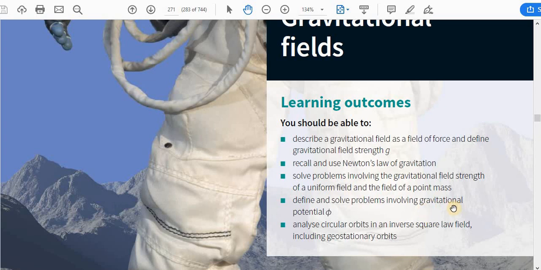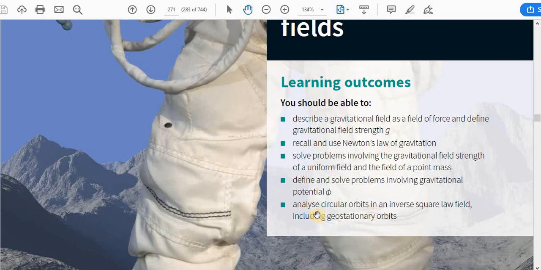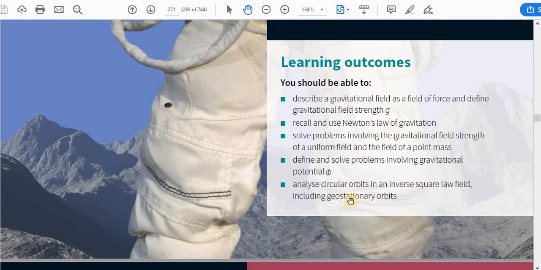Define and solve problems involving gravitational potential, phi. Analyze circular orbits in an inverse square law field, including geostationary orbits. By the way, this is phi, not psi. Psi is another Greek letter. Previously we learnt about circular motion. Now we will apply that circular motion to these geostationary orbits.